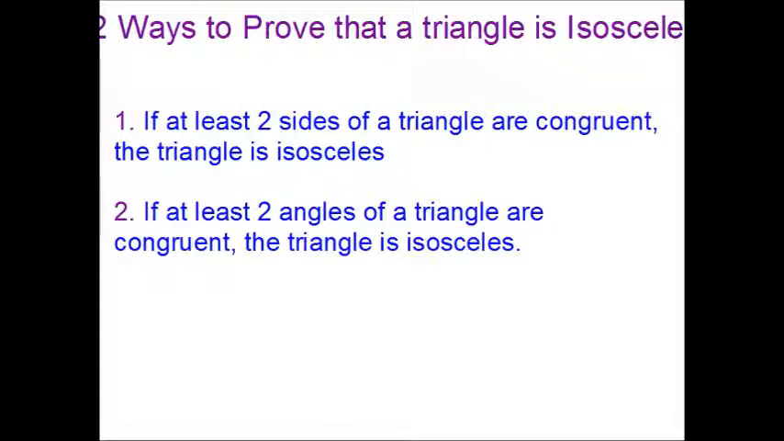Okay, so we have two ways to prove that a triangle is isosceles. The first way is if at least two sides of the triangle are congruent, the triangle is isosceles. The second way is if we know two of the angles of the triangle are congruent, the triangle is also isosceles. So we can prove a triangle is isosceles either with its sides or with its angles.